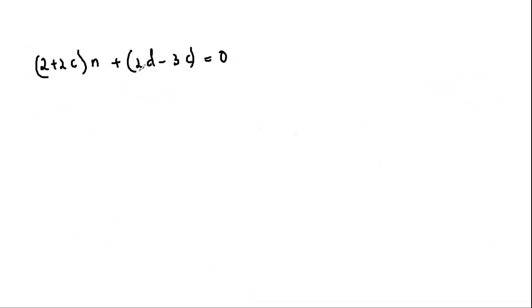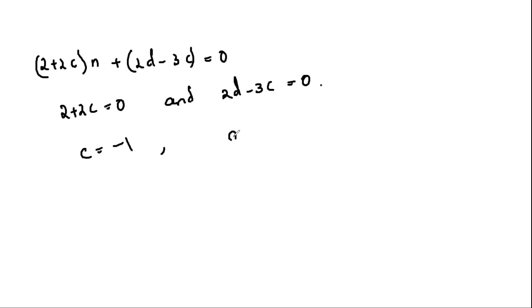So if you look, this is the c part. This is also a constant. We are multiplying with n, and this is also a constant. Now this becomes a solution if and only if 2 plus 2c is equal to 0 and 2d minus 3c is equal to 0. Now we will find the c value from here. c is equal to minus 2 divided by 2, which is minus 1. And if we substitute minus 1 in this equation, we will get d is equal to minus 3 by 2.